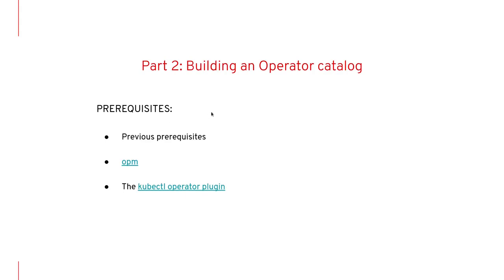So now let's start on the second part of our demo. Now that we've taken the first step towards a production-ready operator, let's take the next step. Before we begin, there are a few more prerequisites in addition to those in the first part: the operator package management tool, OPM, and the kubectl operator plugin. The links to install those are in the slides.